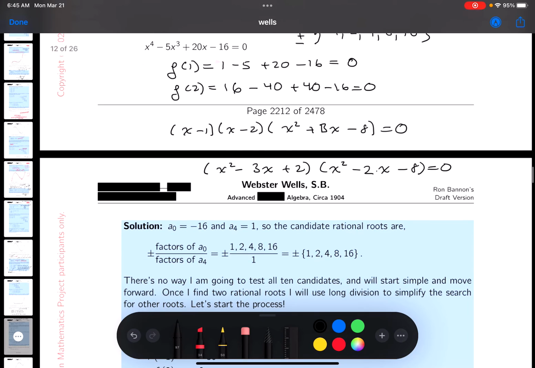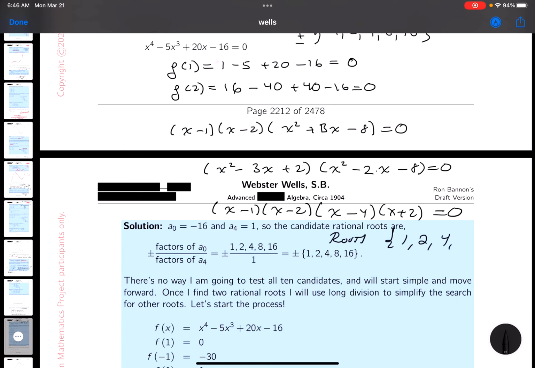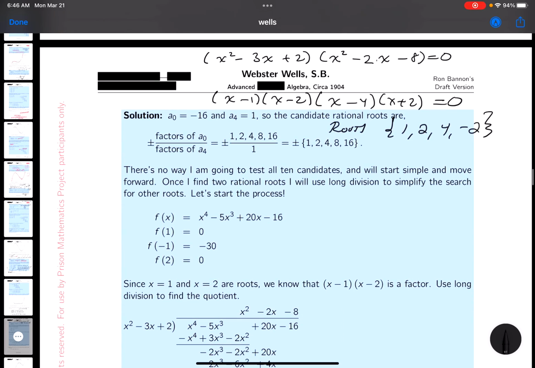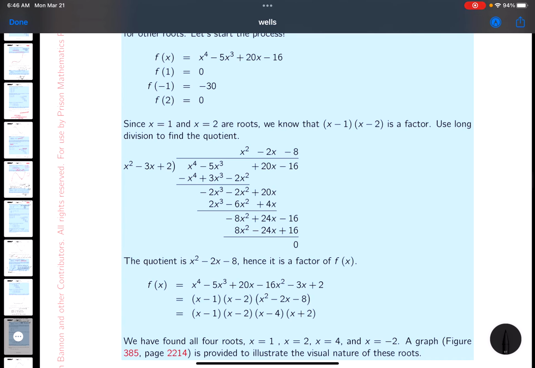I'm going to completely factor it now. x minus 1, x minus 2, x minus 4, x plus 2 equals 0. So the roots are 1, 2, 4, minus 2. All right, let's see if we got that. 1, 2, 4, minus 2.